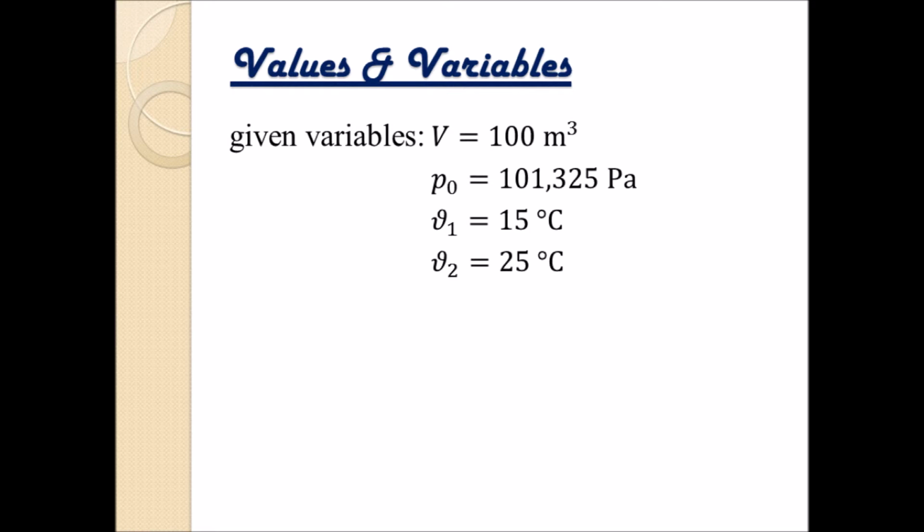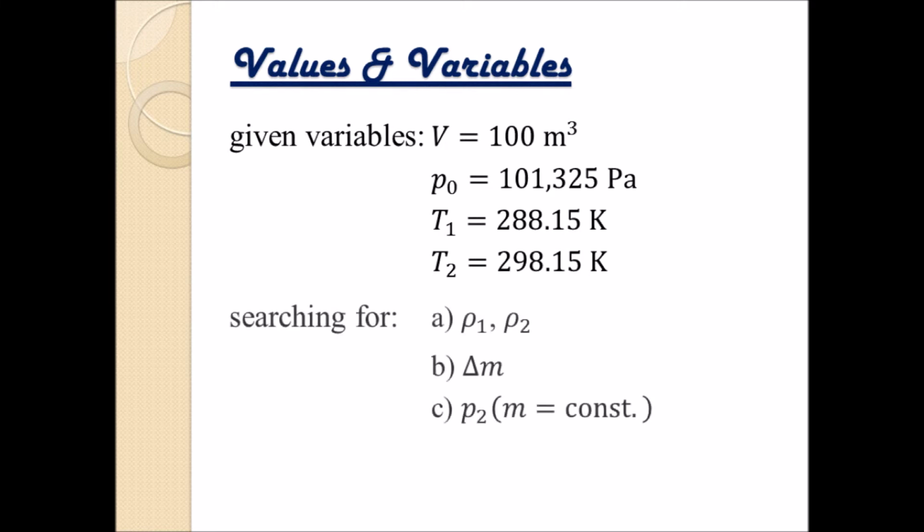In addition, we have given the two temperatures, the low temperature θ1 as 15 degrees Celsius and the higher temperature θ2 after warming as 25 degrees Celsius. Again, both of these temperatures are not in their basic units, because if we want to use temperature for calculation, we need to transfer degrees Celsius into Kelvin. So from θ1 follows T1 as 288.15 Kelvin and T2 as 298.15 Kelvin.